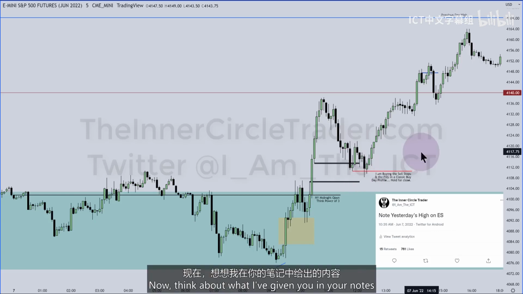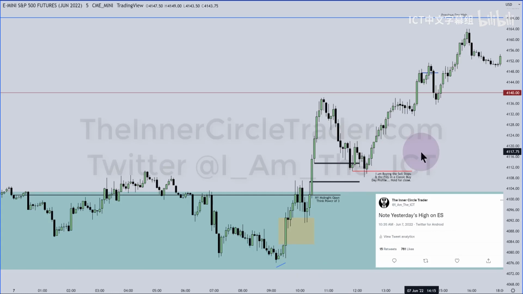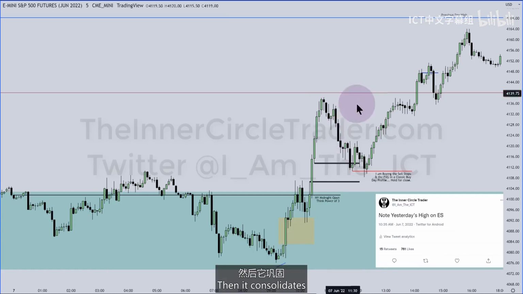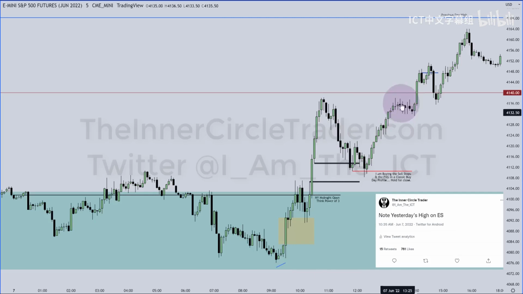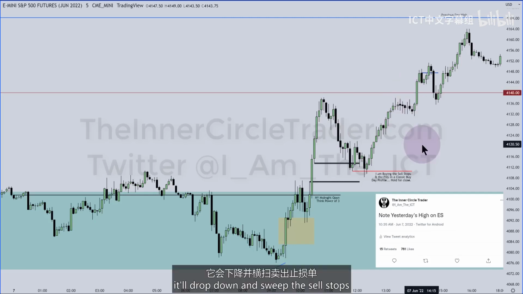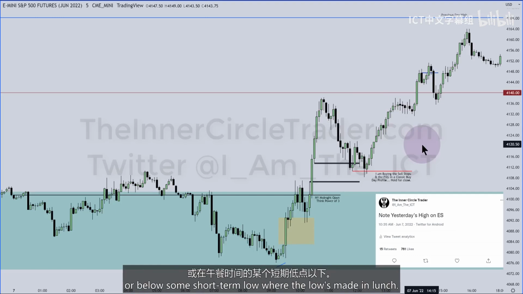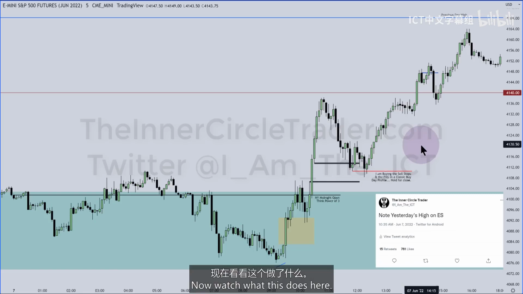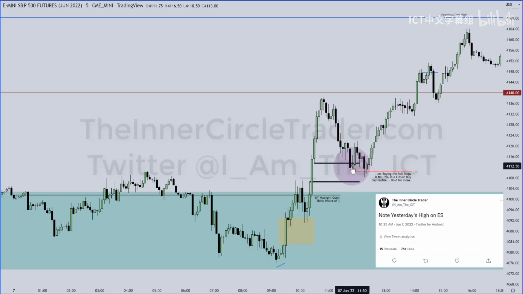Now, think about what I've given you in your notes as it relates to trading the PM or afternoon session. If you're bullish, generally what will happen is the market has ran higher in the morning, then it consolidates into the lunch hour. Then after the lunch hour, it'll drop down and sweep the sell stops or below some short-term low or the lows made in lunch. Okay? Now watch what this does here.